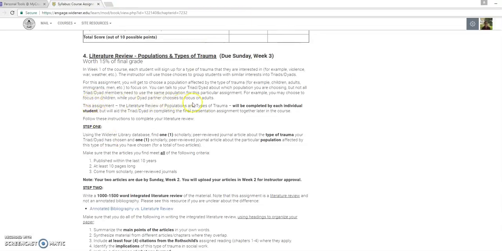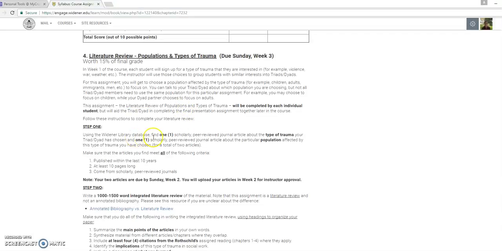The lit review of populations and types of trauma will be completed by each individual student. So each one of you is going to review 2 papers. Okay? One is going to be on the population, and the second is going to be on the type of trauma. And when you come together as a triad or dyad, you will pool your resources and have maybe 4 or 6 papers, depending on your group, that you will integrate into your presentation.